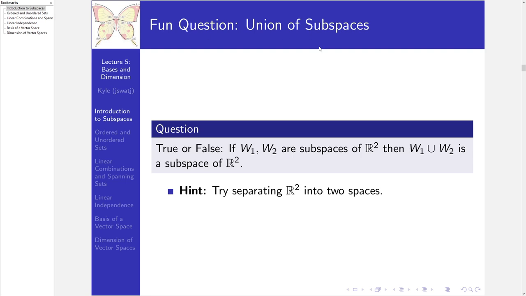This is a little question I didn't see mentioned in the chapter, but it might be in the exercises. It's one I came across when I was taking a linear algebra class. If W1 and W2 are subspaces of R squared, then W1 union W2 is a subspace of R squared. This is just something to think about. You can try solving it. I gave a little hint at the bottom. I just thought this would be a cool little question to throw in here, because we're talking about subspaces.